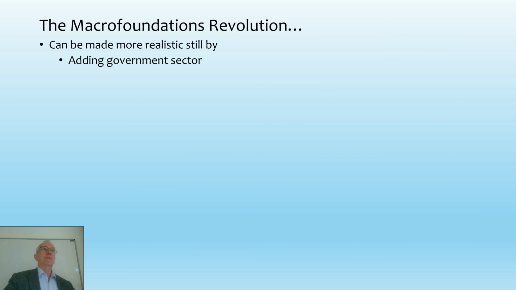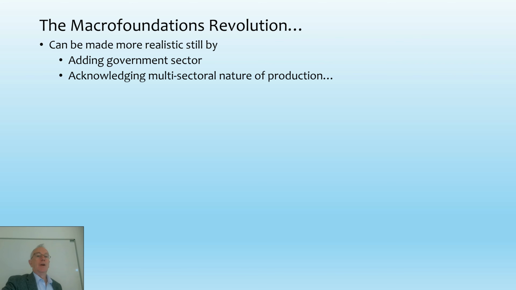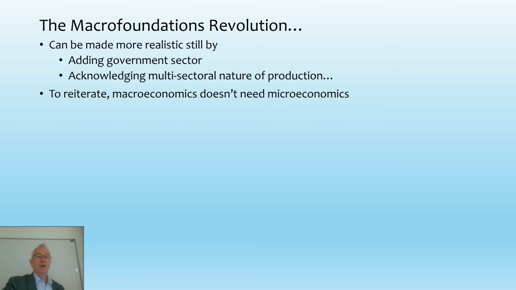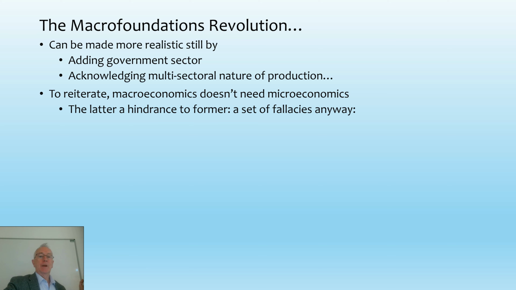So you can add a government sector to the model. I did that in my first paper on this, which was published back in 1995. You can have multi-sectoral production, which I did. I haven't actually published that work. I did it for an Australian government institution for the United Nations Environment Program about 10 years ago. But it's feasible to model multi-sectoral production as well, and I'm adding that capability to Minsky as time goes on. So everything I've done there hasn't used an ounce of microeconomics. And I think it's actually a hindrance to economic thinking, not an assistance.